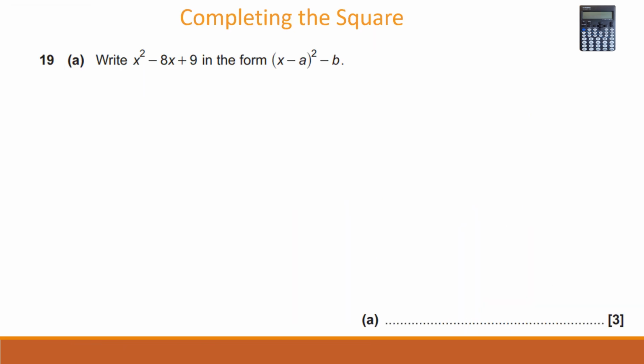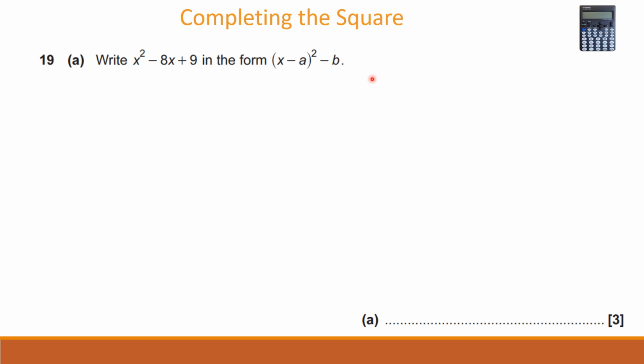This is a question on completing the square. Now, it is a tricky concept to be able to complete the square, and it never tells you in the question that you are completing the square. But as soon as you see something written in this form here, like x minus a all squared minus b, you should be thinking completing the square.